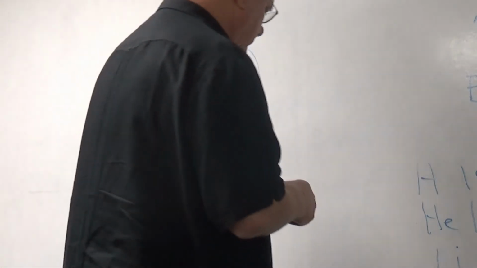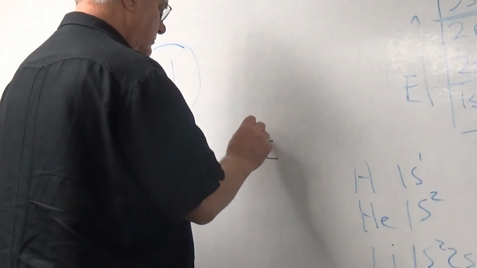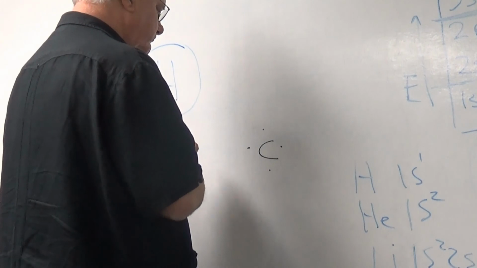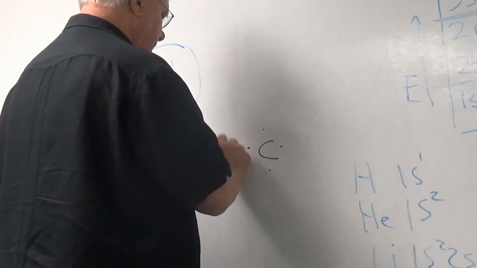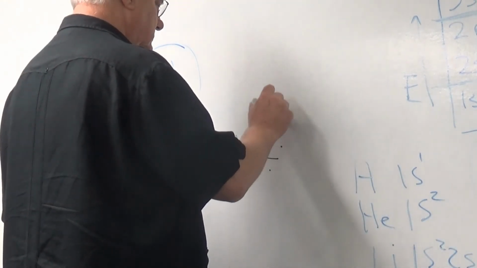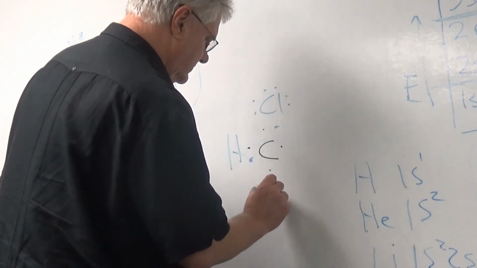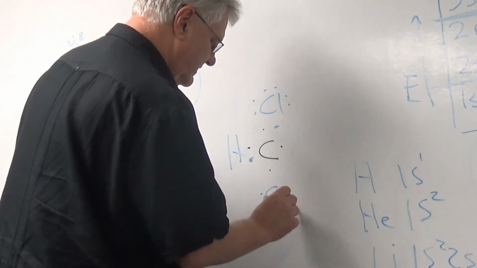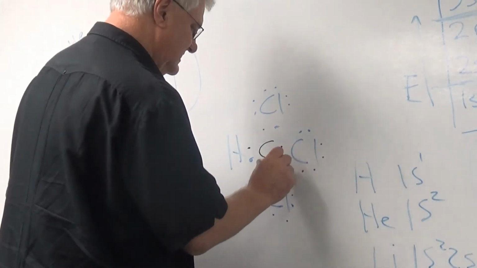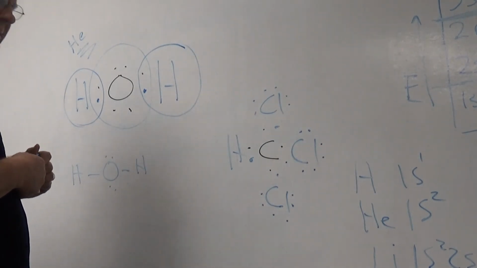If we had something like carbon tetrachloride, well, let's make it methylene chloride. Carbon has 4 valence electrons, and let's suppose you brought 1 hydrogen, and then chlorine has 7. You bring another chlorine, 7. You bring another chlorine, 7. And this is the compound trichloromethane, or methylene chloride.